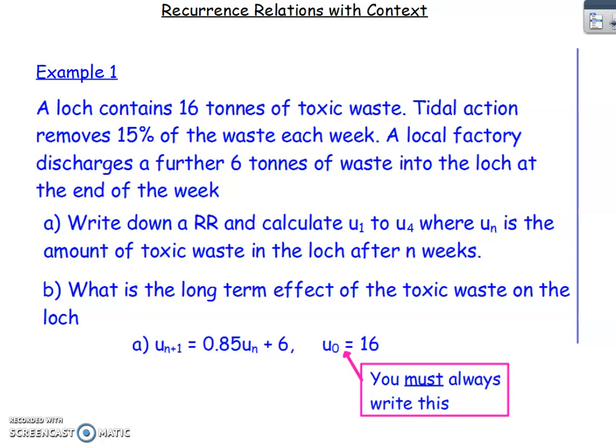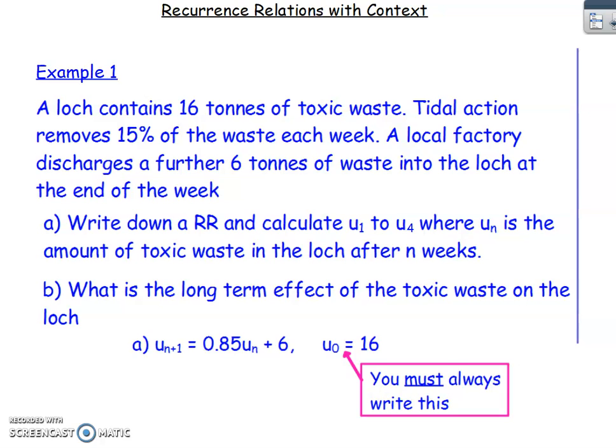You know that tidal action removes 15% of the waste each week, so that's going to be 100 subtract 15 over 100, which is 0.85, so that will be our multiplier. We know that a local factory discharges a further 6 tonnes of waste into the loch at the end of each week. So essentially, you're having 6 tonnes added on every single week. So when you write your recurrence relation for part A, you're going to be doing u(n+1) equals 0.85 u(n) plus 6, where u0 equals 16.